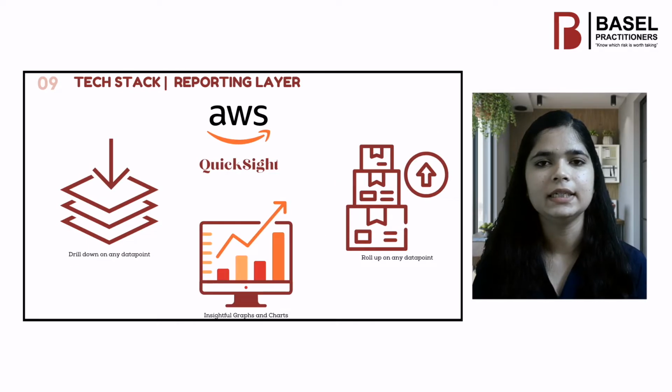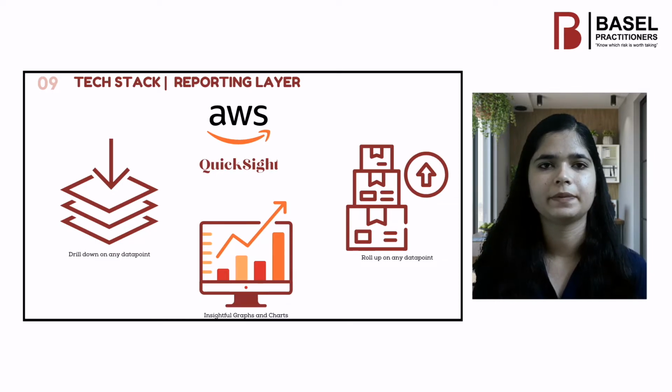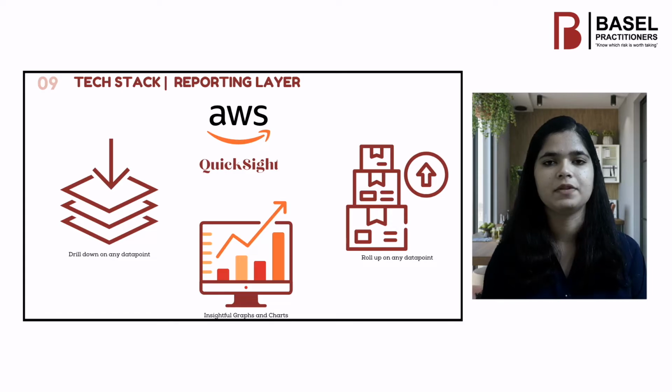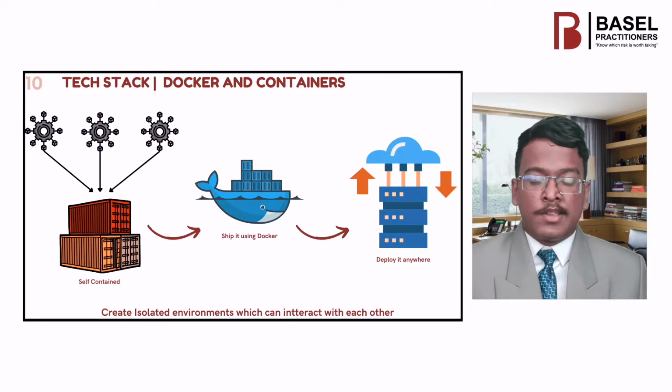The last layer in our architecture is the reporting layer. We use AWS QuickSight to generate reports for the huge amount of data present in the bank. These reports have graphs and charts which provide insightful trends about the data. Now that we know of the architecture of a product, let's see how do we deploy this product.